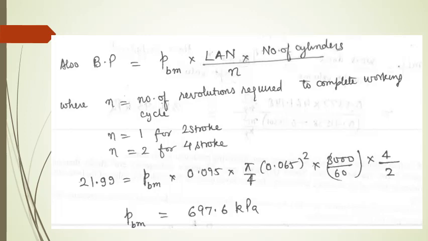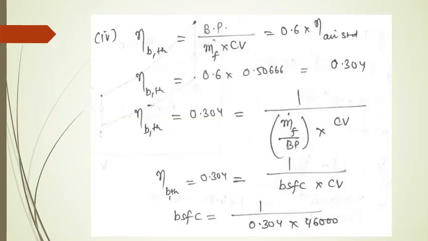Now we are substituting the given values in the formula. So the value of brake mean effective pressure comes out to be 697.6 kilopascal. Now brake thermal efficiency, which is equal to brake power upon mf dot into calorific value, is also equal to 0.6 into air standard efficiency. So the value of brake thermal efficiency comes out to be 0.304.